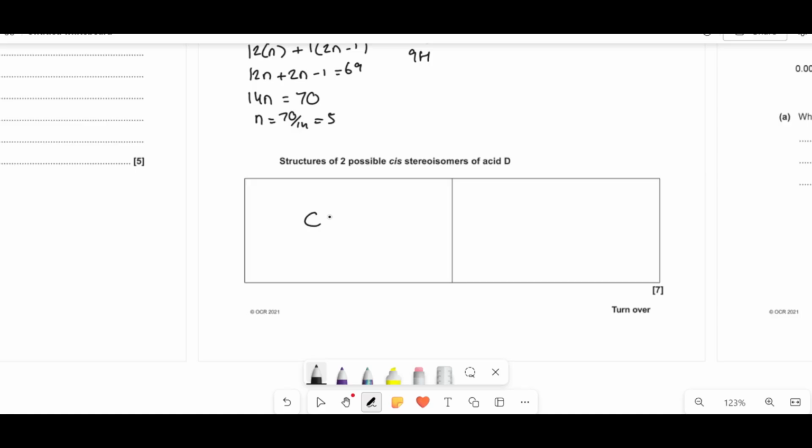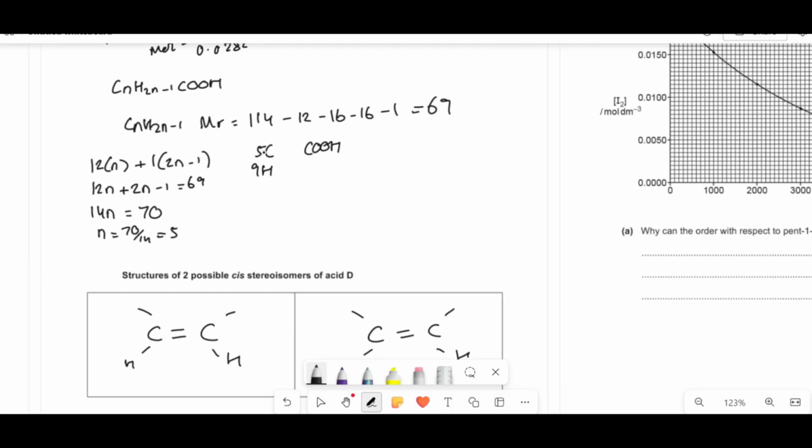You can use them interchangeably, but when it's cis and trans specifically, you have hydrogens on each. So what I'm going to do is draw my double bond, and it's cis, so the H's are on the same side, right? So C double bond C, H, and H. The rest I need to just flesh out. I know that I've got 5 carbons in total, but I've used 2 up, so I've got 3 left to divvy up, and then a certain number of H's as well, and a COOH.